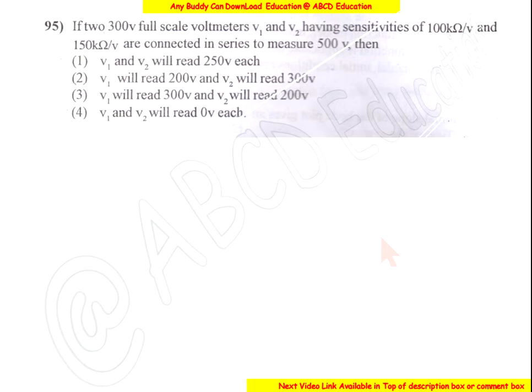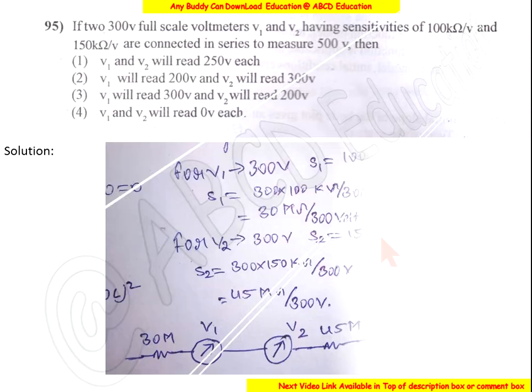Now come to question number 95. If two 300 volt full scale voltmeters V1 and V2, having sensitivities of 100 kilo ohm per volt and 150 kilo ohm per volt, are connected in series to measure 500 volt, then these are the options. Now come to the solution.